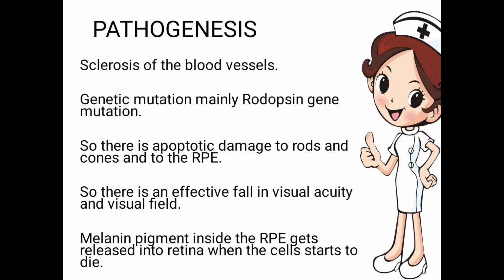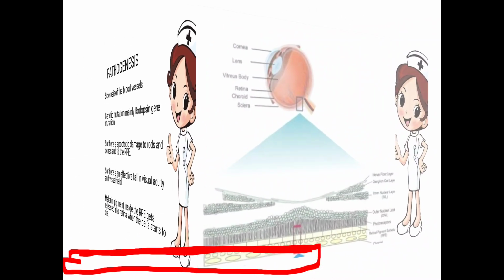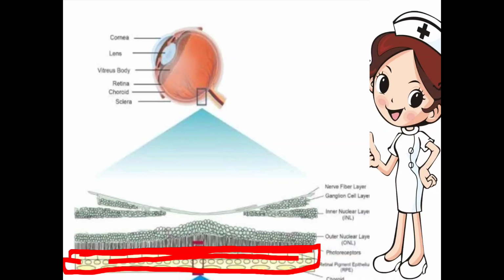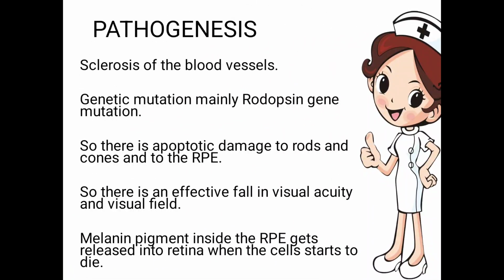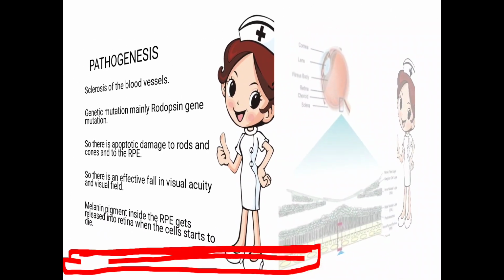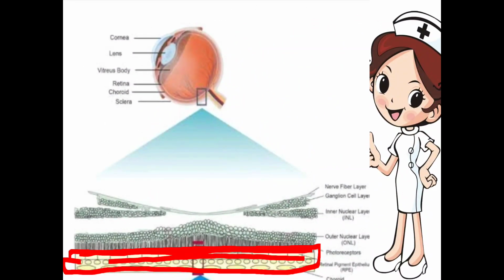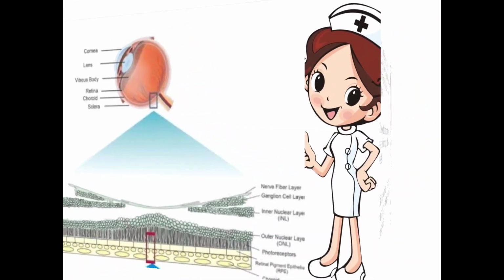Melanin pigment inside the retinal pigmented epithelium, which is the last layer, gets released into the retina and the cells start to die. When the cells start to die, the melanin pigment present inside this layer is released into the whole retina.